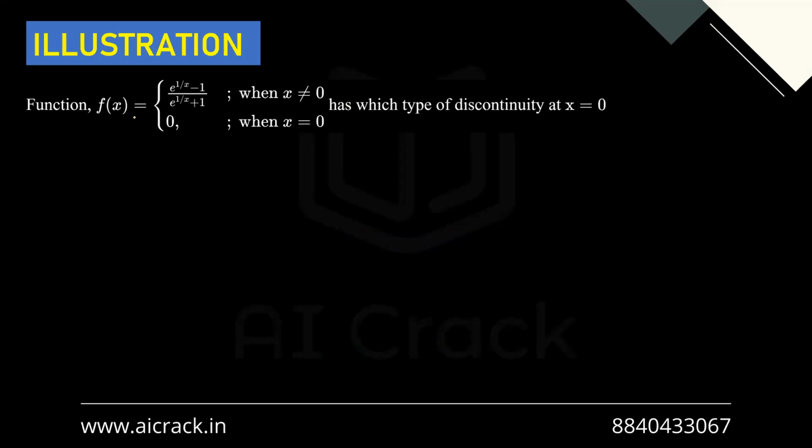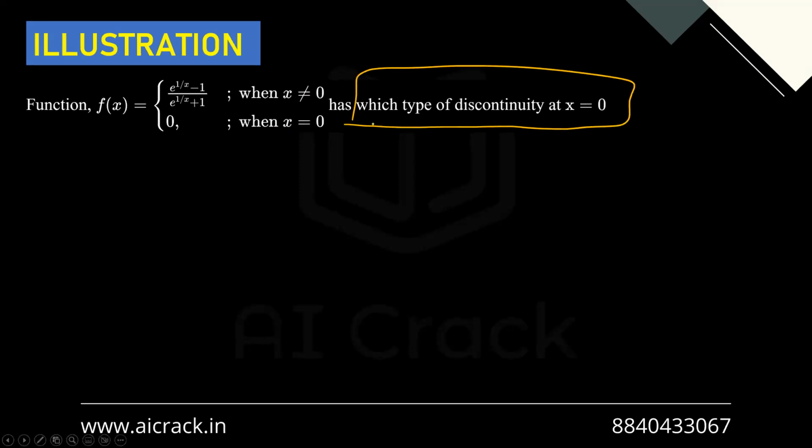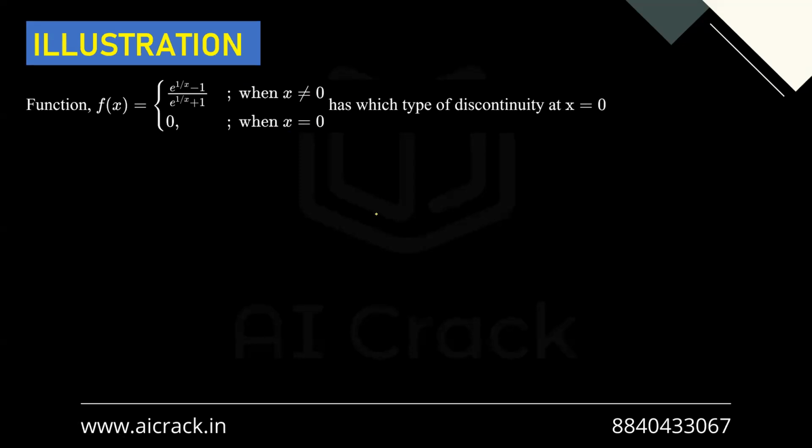And now let's solve this last example. We have f(x) equals e raised to the power 1 by x minus 1, divided by e raised to the power 1 by x plus 1, where x is not equal to 0, and 0 when x equals 0. So it's a piecewise function, and we have to find out which type of discontinuity it has. Okay. So first of all, we have to see if the limit exists or not. So for this one, e raised to the power 1 by x minus 1 and e raised to the power 1 by x plus 1, we have to find out LHL and RHL.